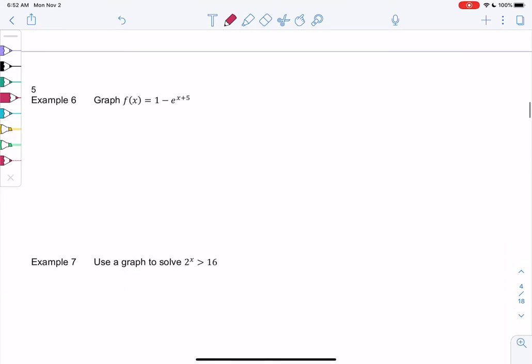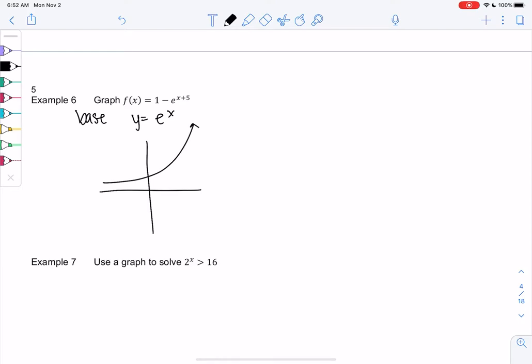So let's graph 1 minus e to the x plus 5. I'm going to start off with our base graph of y equals e to the x. We're just going to do a quick sketch. It starts off flat, goes up really high, and we know it goes through (0, 1). And then we'll go through the transformations.